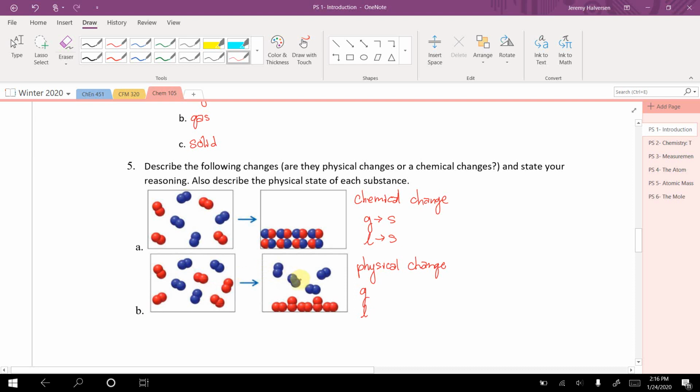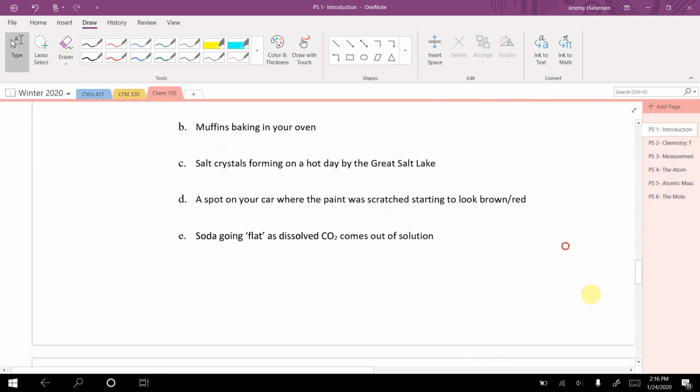We can tell that blue hasn't changed and red has changed. So red has either gone from like a gas to a liquid or a gas to a solid. So I'm going to say gas to gas plus liquid, or we could say liquid to liquid plus solid, if you're following. And that's good enough to think about it that way for now.